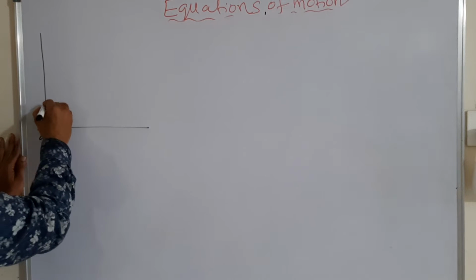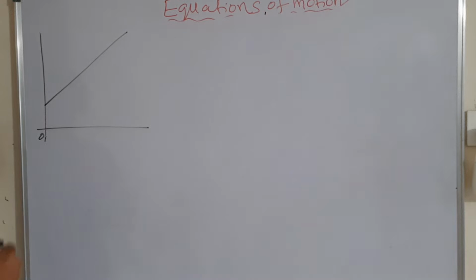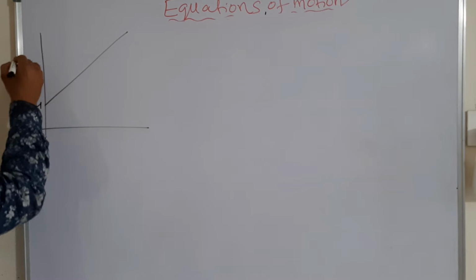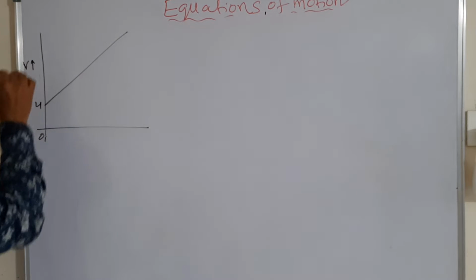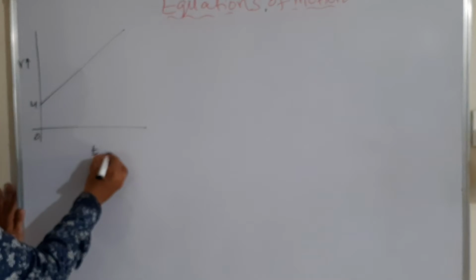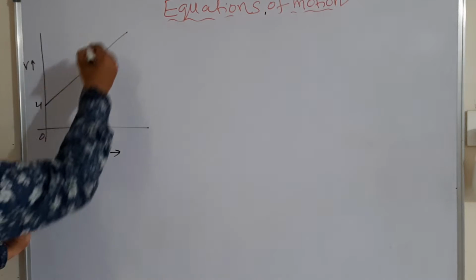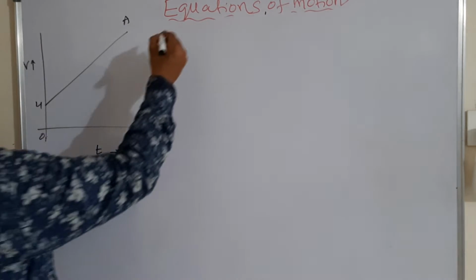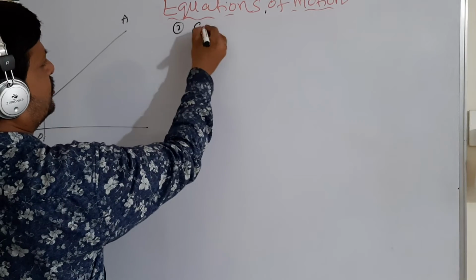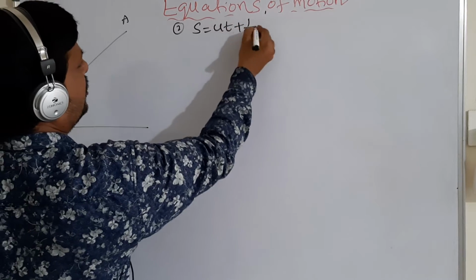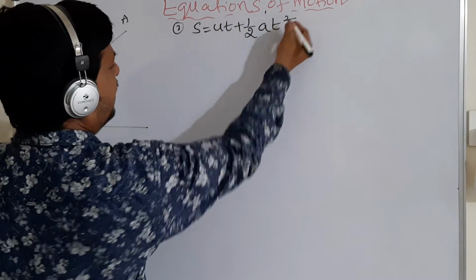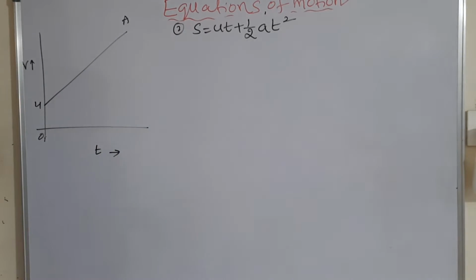So now it is visible. Initial velocity u, final velocity v, and time t. This point is A. Right, now we are finding the second equation of motion, that is s is equal to ut plus half at square. In the second equation of motion, s is there.